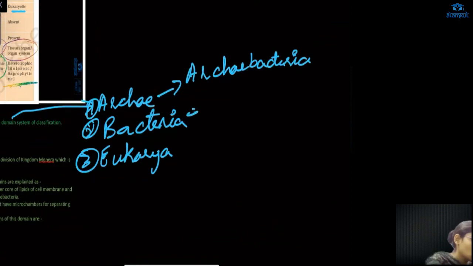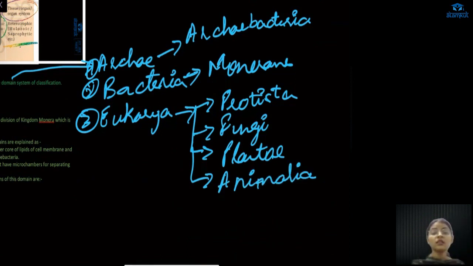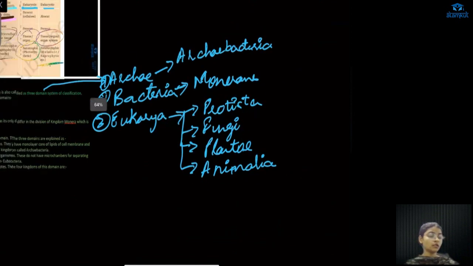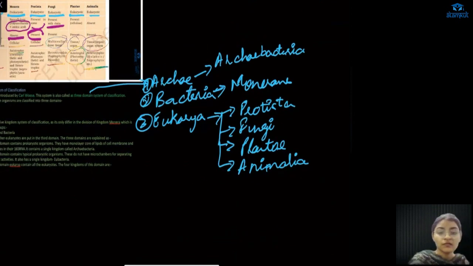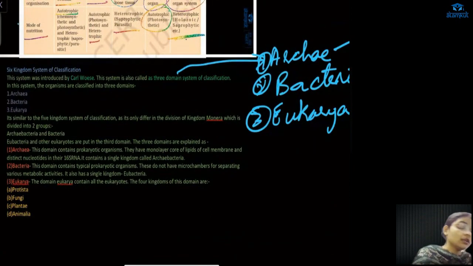eukarya. Inside this archaea, archaebacteria were included. Inside this bacteria, monerans were included, and in eukarya, all the 4 kingdoms like protista, fungi, plantae, and animalia were included. So 3 domains, and these 3 domains included all the important kingdoms. Overall it has been called the 6 kingdom system of classification, but usually we prefer to study the 5 kingdom system of classification. And from there we will discuss in our next class what monerans are, what their characteristics are, and the group bacteria and other simple organisms inside this moneran only.